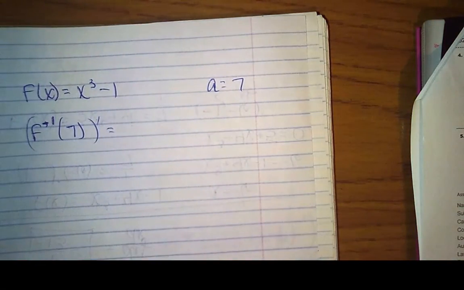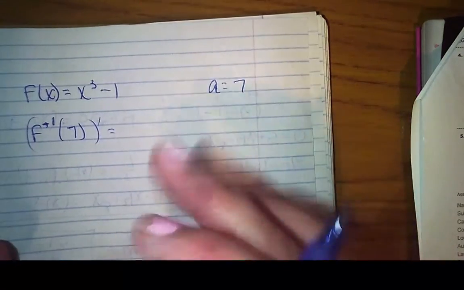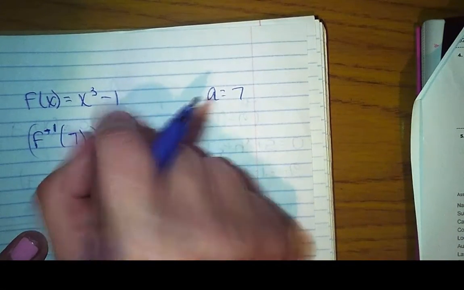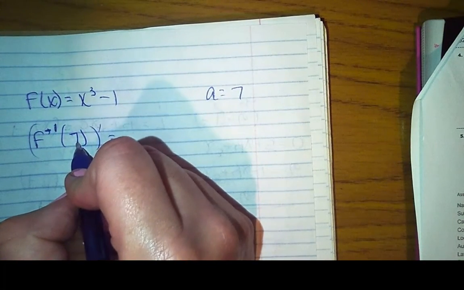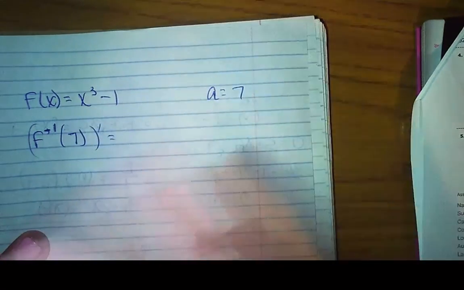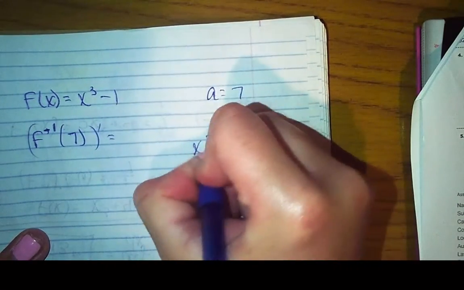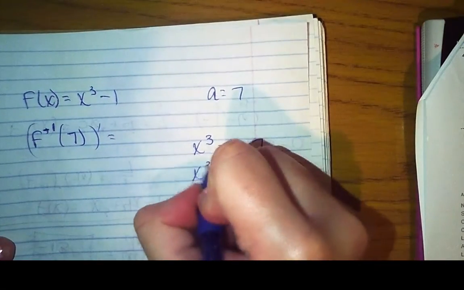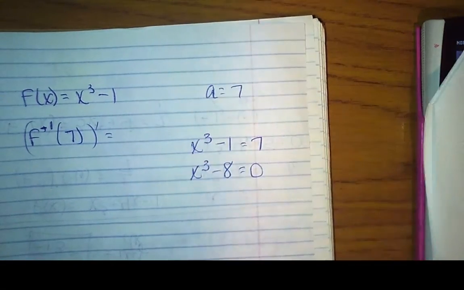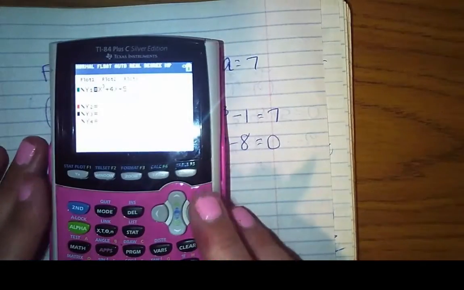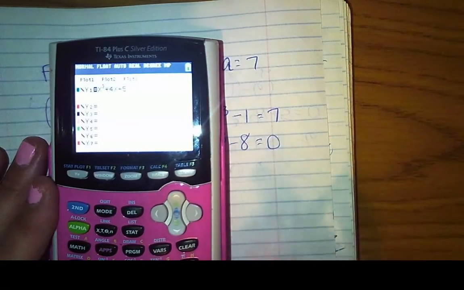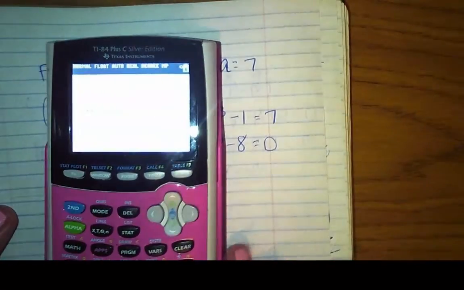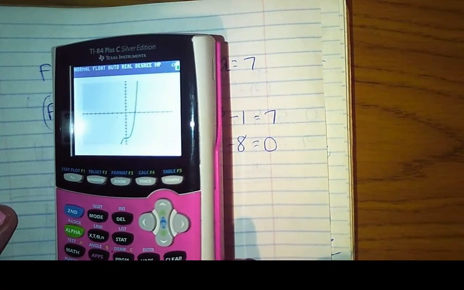I don't want to find a whole bunch of inverses and derivatives and all that kind of mess. So what I want to do is go ahead and solve this. If this is the x value in my inverse, it must be the y value on the original. So on the original, I'll set it equal to 7, which means now I'm going to subtract. So I get x to the third minus 8 is 0. When you graph that, x to the third minus 8, and delete the rest, you're going to find out it hits the axis at 2.